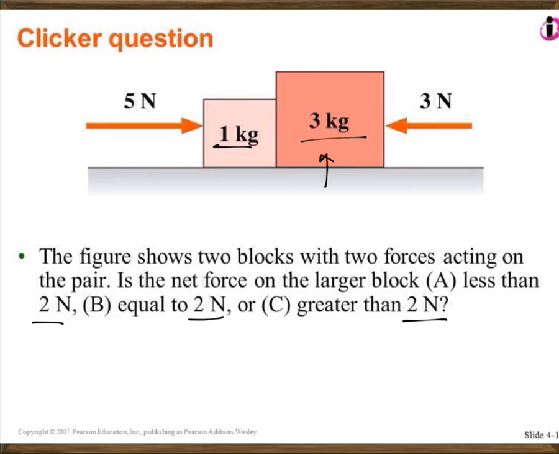People who said yes in the previous case must say 2 newtons, right? There is no friction. The force on the larger object is less than 2. Who says that? Who says it is equal to 2? Who says larger than 2? Okay.